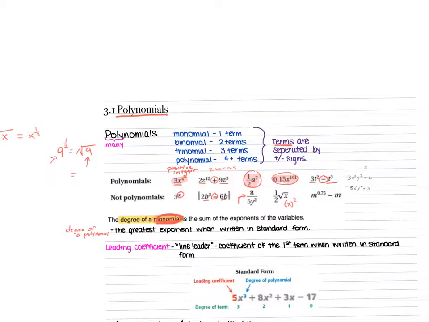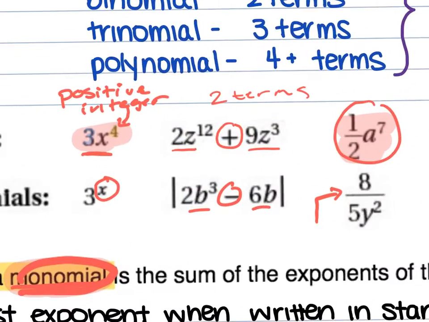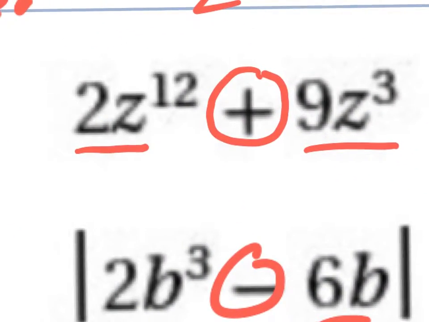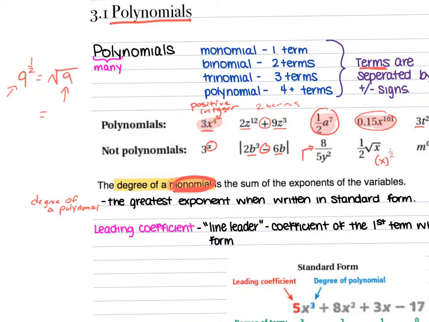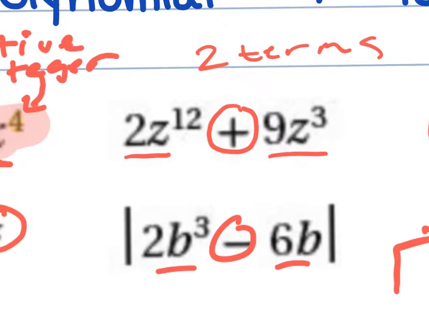Okay, so that's for monomials, but the degree of a polynomial, like these right here, well, you do not just add those together. When there's more than one thing, you do not just add them together. What we're going to do for our polynomials, we're going to use the greatest exponent when written in standard form. So we're going to look at each one of these individually. Like this one has a degree of 12. This one has a degree of 3. Which one of those is greater? 12. So the degree of that binomial would be 12.